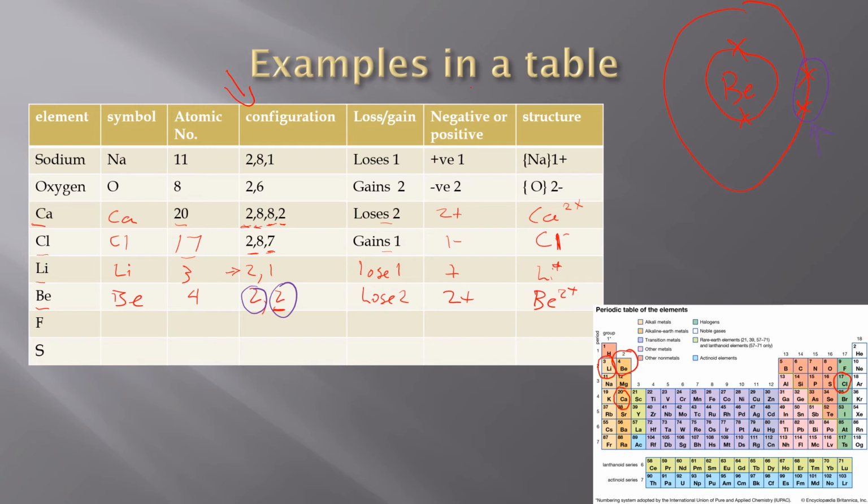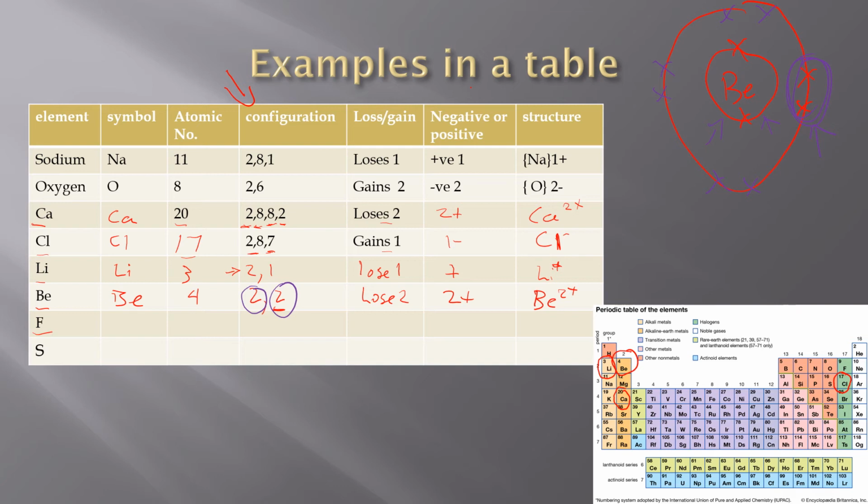You can see it's easy to lose these 2. The next layer then becomes full. It's easier to lose these 2 than it is to gain 1, 2, 3, 4, 5, 6. Is it easier to find 6 electrons or lose 2? It's easier to lose 2. Hence, this is the shell that becomes full as the outer layer, and that's how beryllium becomes stable.